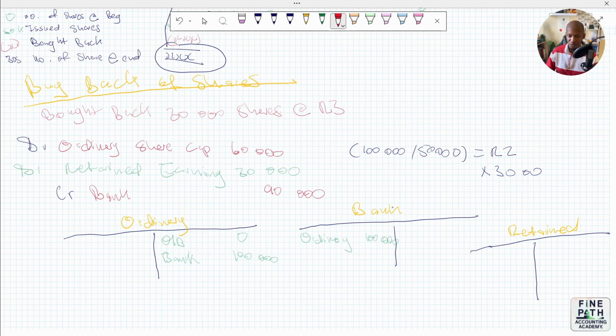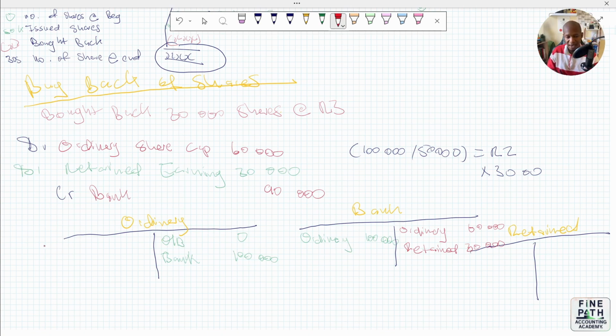So this 90,000 rands in your bank account is then split into 2. We are going to have ordinary share capital, which was 60,000, and then we would have your retained earnings, which was 30,000 there, right? Apologies for this tiny mess there. So that's how this 90,000 is split in terms of the T account. 60 plus 30 is that 90,000 that was paid.